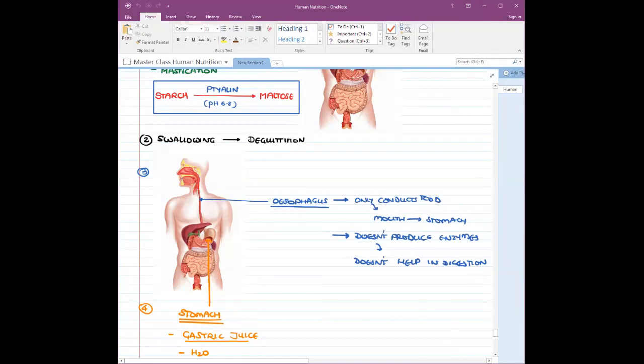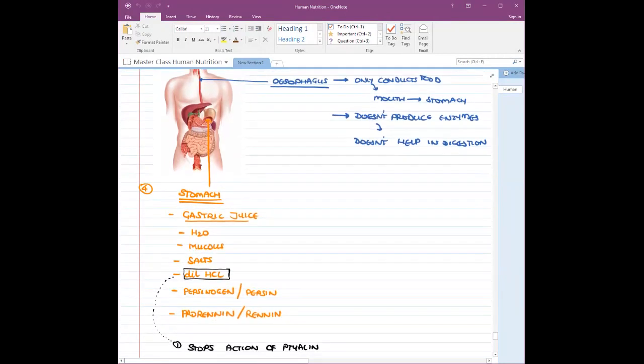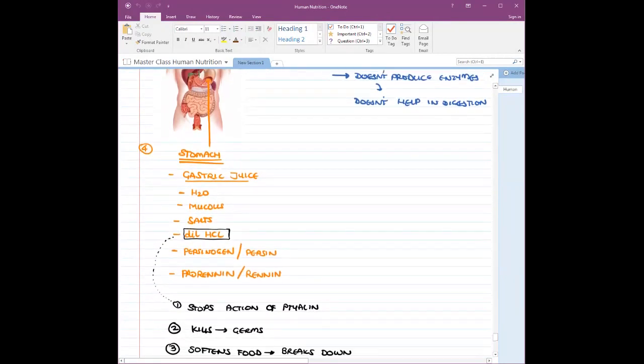But now after that, we are going to go into the stomach. In the stomach, what are we going to encounter, guys? We are going to encounter our gastric juice. Now, what is gastric juice made up of? We have huge amounts of water, we have mucus, we have salt, dilute HCl, and then we have two enzymes. Pepsinogen and prorenin are inactive ones, and these are converted into the active ones in the presence of dilute HCl. So pepsinogen is converted into pepsin, and prorenin is converted into renin.